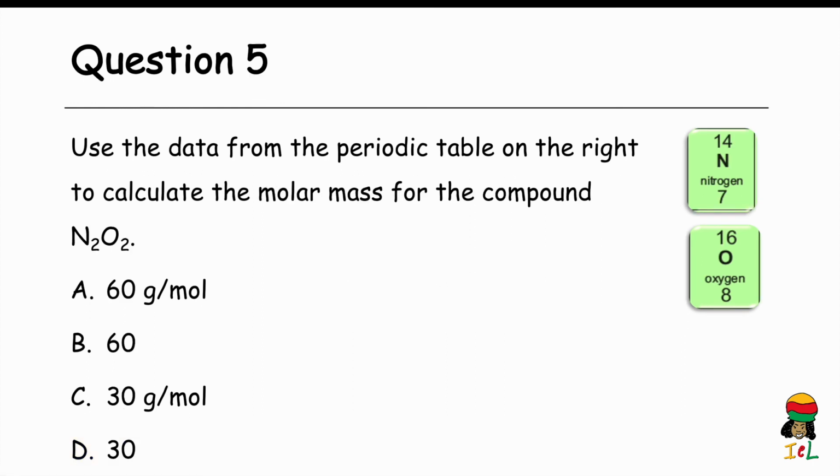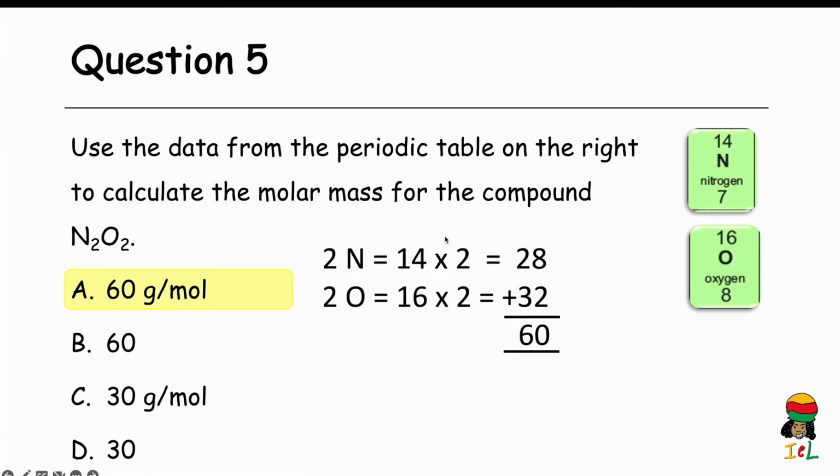Question 5. Use the data from the periodic table on the right to calculate the molar mass for the compound N2O2. A, 60 grams per mole, B, 60, C, 30 grams per mole, D, 30. The answer is A, 60 grams per mole. Recall that molar mass has units of grams per mole. Here is a display of how the calculation was done.